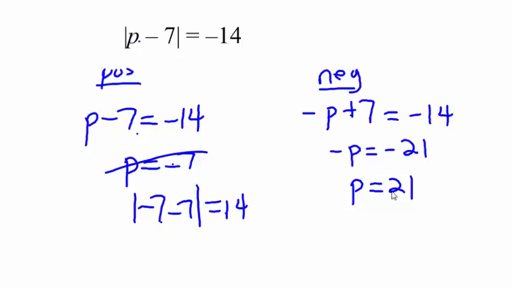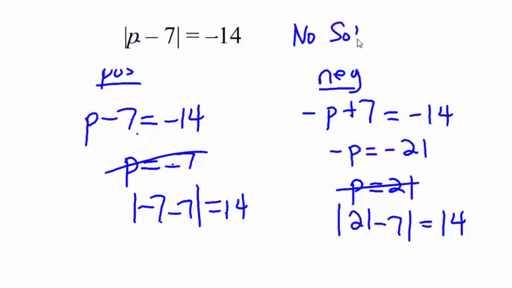If you plug 21 in for p, you get 21 minus 7 inside the bars, and that's equal to positive 14 as well, instead of negative 14. So that gets thrown out, and as a result, you have no solutions. So either way that you come across the answer, you should have no solutions for the answer.